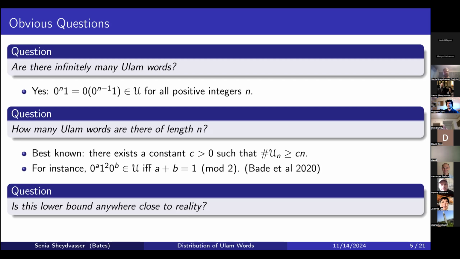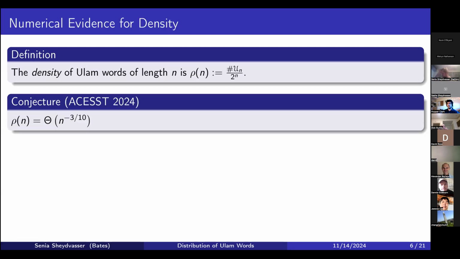Okay. Well, the next question should be, is this bound anywhere close to reality? Is it the case that there are about n words of length n? And the answer is almost certainly not. So to give you an idea, I'll phrase this in terms of the density. By the density here, I mean the proportion of all words of length n which are Ulam. So we'll define the density rho of n to be the total number of Ulam words of length n over all words of length n, or of course, 2^n of them.